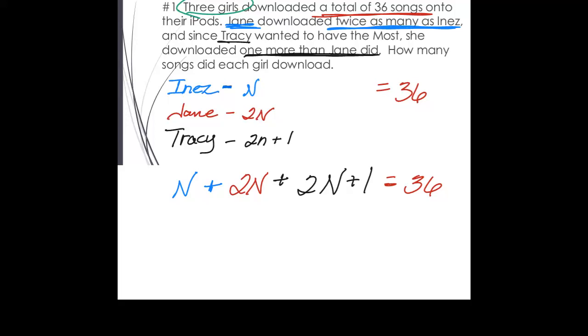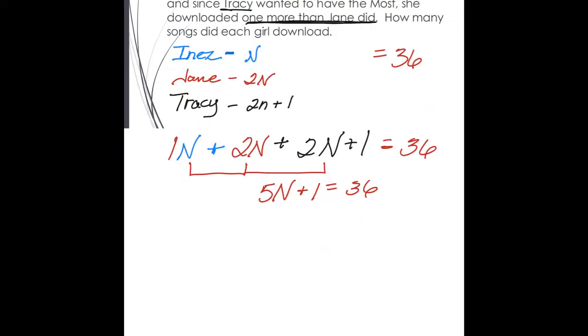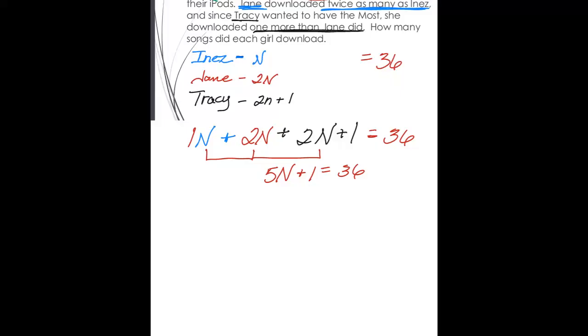Combine your like terms. You've got an n, a 2n, and a 2n. So how many n is that? 5n. Yes. And if you're not sure if you can add, call it something that starts with that letter. I have 1 nickel plus 2 nickels plus 2 nickels. That is a total of 5 nickels. Plus 1 equals 36. Can we solve that equation? I sure hope so. So subtract 1 from both sides.